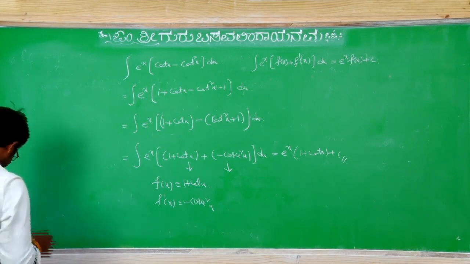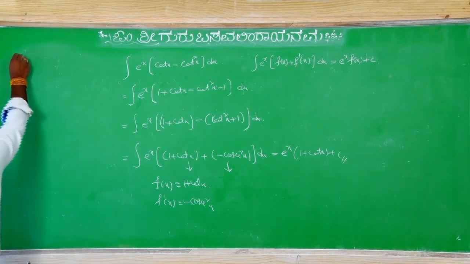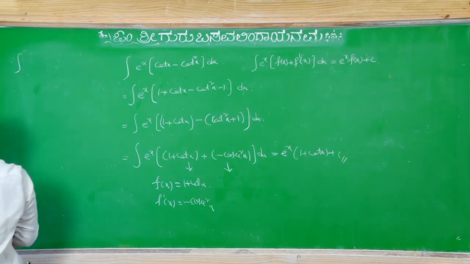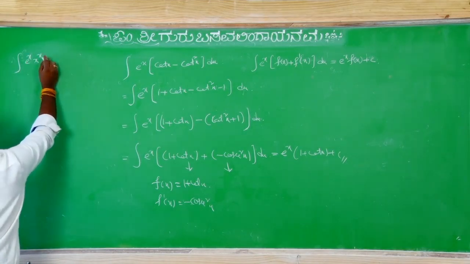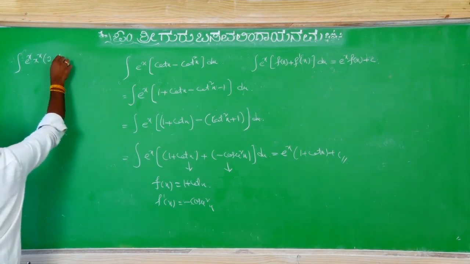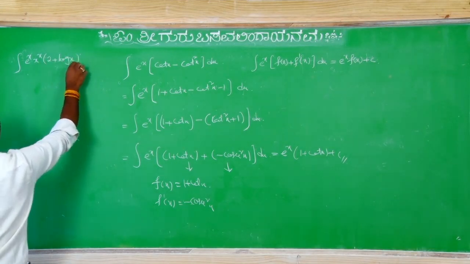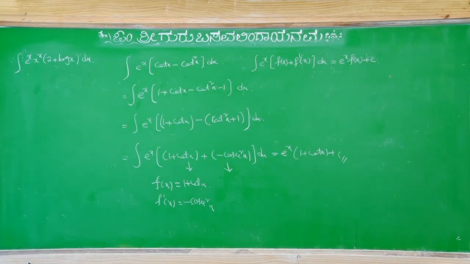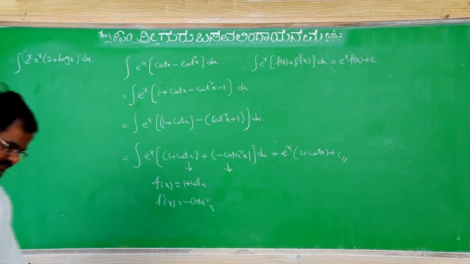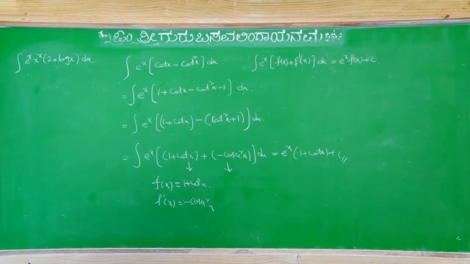Next problem: integration of e power x into x power x into 2 plus log x dx. Integration of e power x into x power x into 2 plus log x dx. So how to do this?